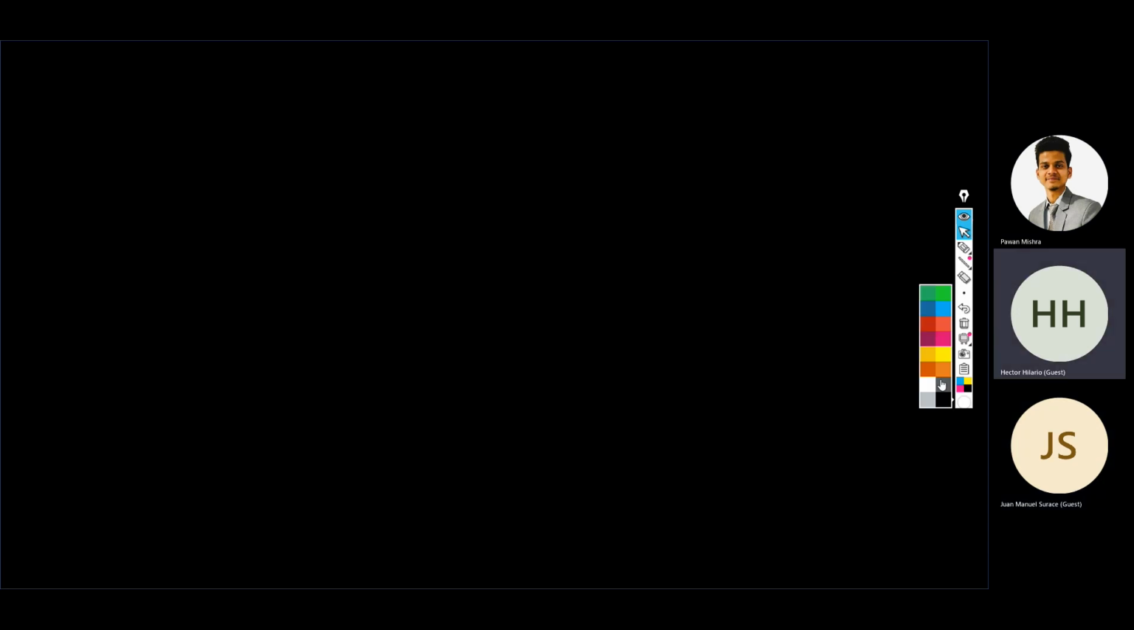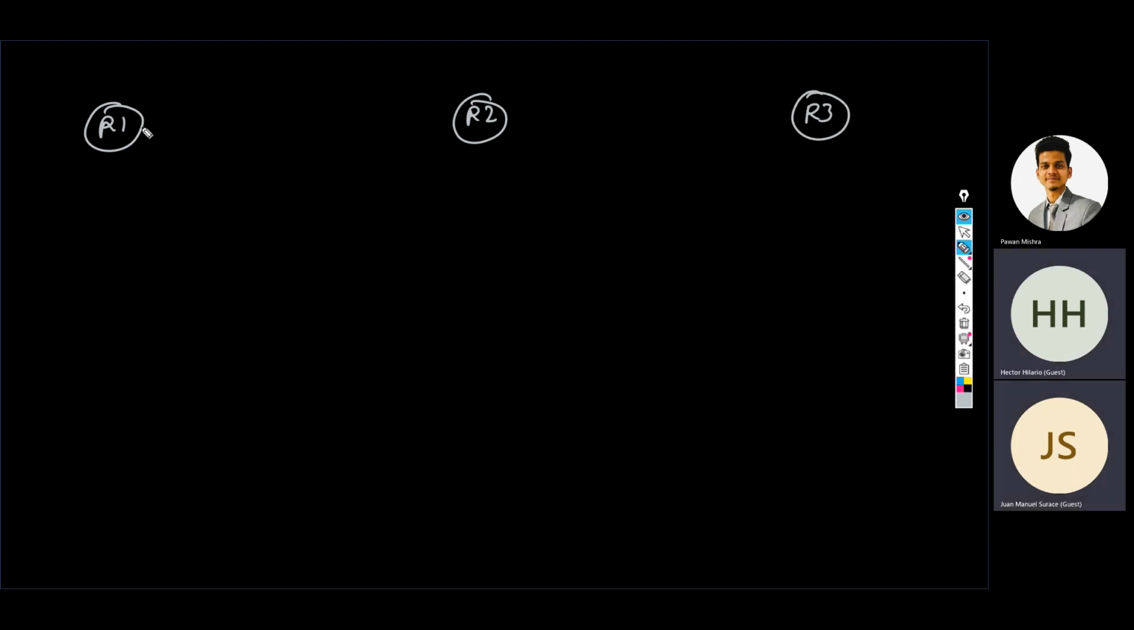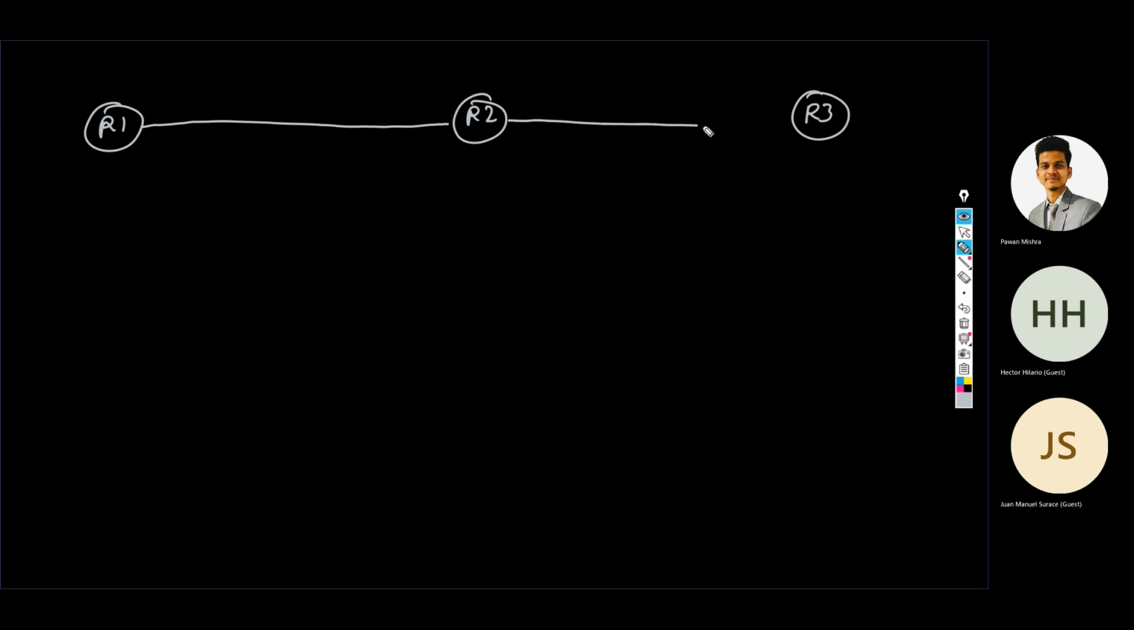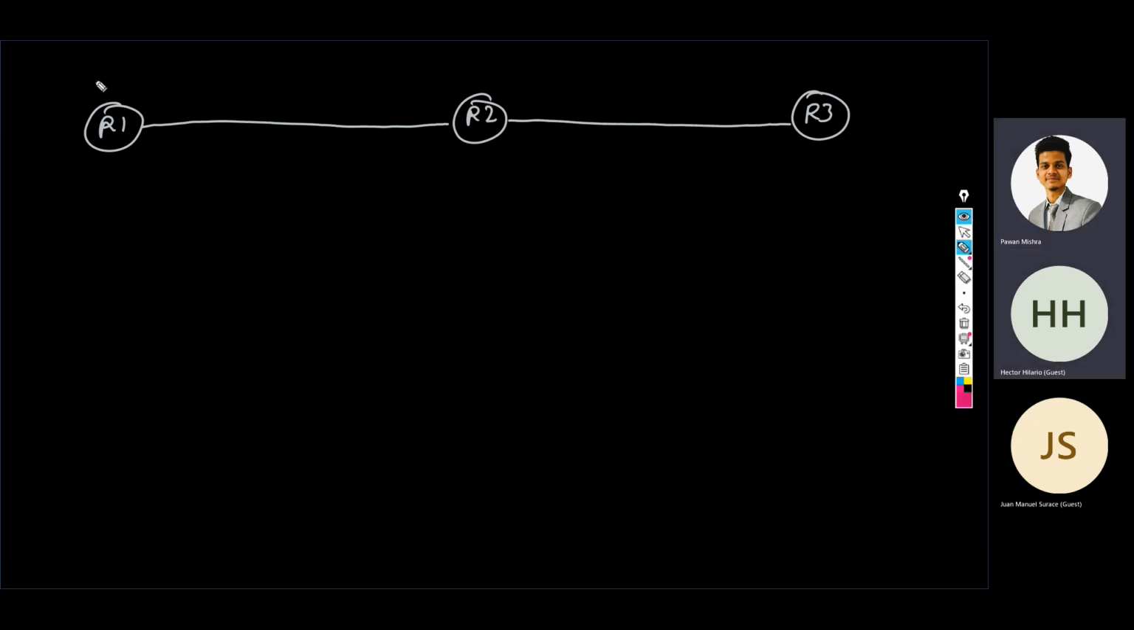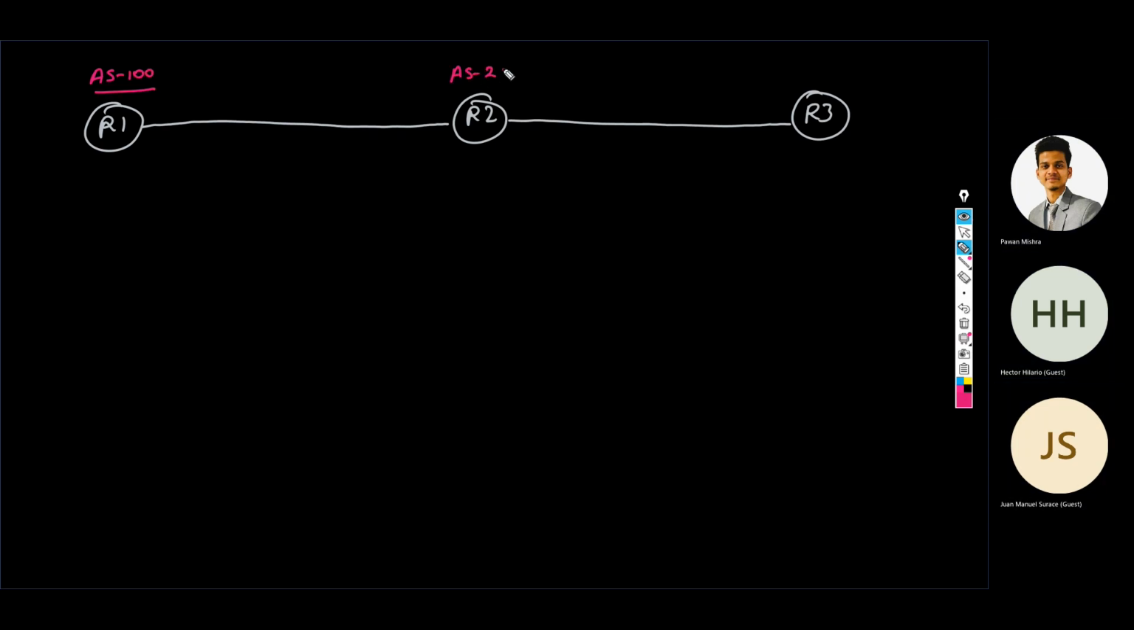It means what? On R1, I'm using AS 100. On R2, I'm using AS 200. On R3, I'm using AS 300. Clear? No, I'm sorry. On R2, I'm using AS 100. On R3, I'm using AS 100. Clear?